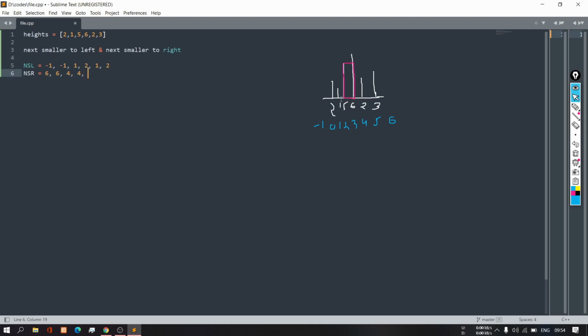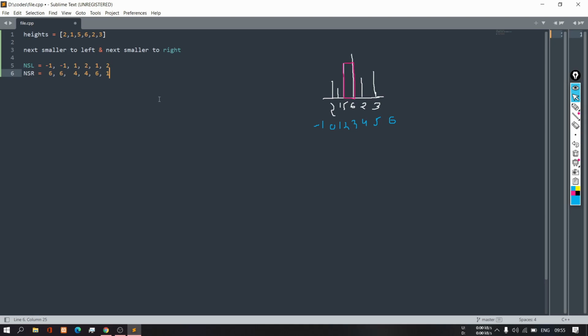Then I will check for 1. Is there an element which is smaller than 1? No, there is no element. So I put 6, because we are comparing from the right side. And again I come here and I check if there is any element. As you can see, there is one element and it is at index 1. So I will put 1. Okay, so this is the NSL and this is the NSR. You need to find only these two things.